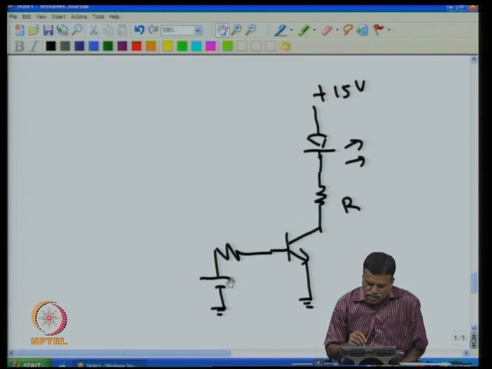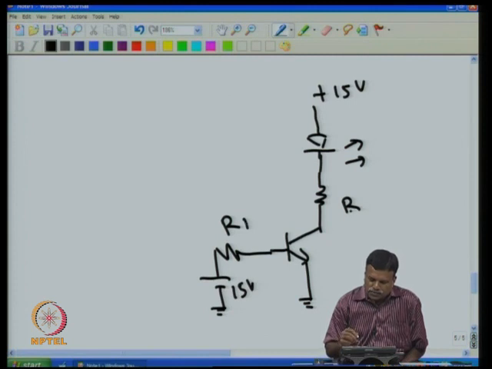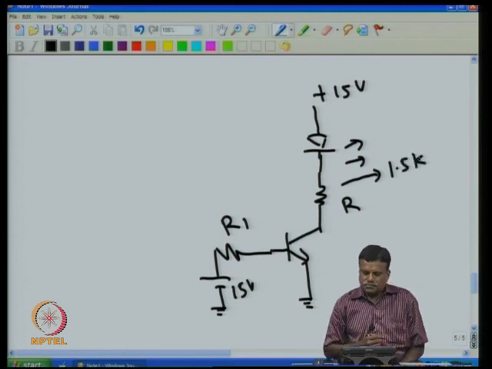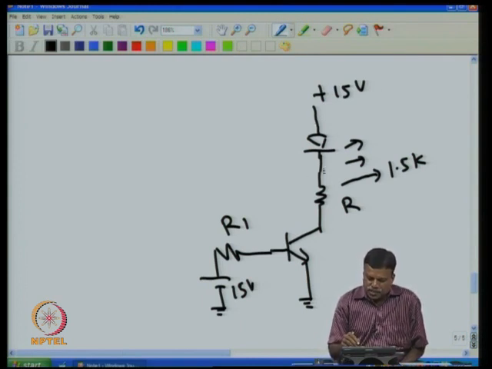Another question is how much voltage I have. Assume that I have another same 15 volt supply here. Then the question is what resistance I have to use here. I will call it R1. This is the resistance we have decided, that is actually 1.5 K. Now what is the resistance value R1 I have to select, because we have fixed 10 milliampere current through this.